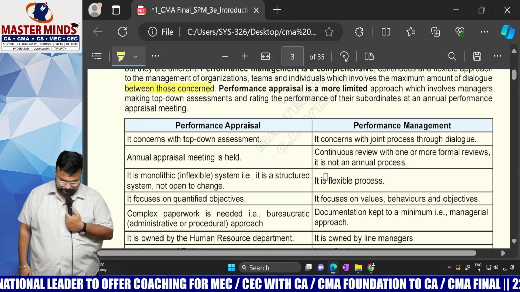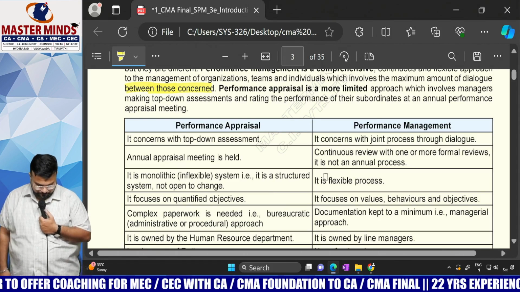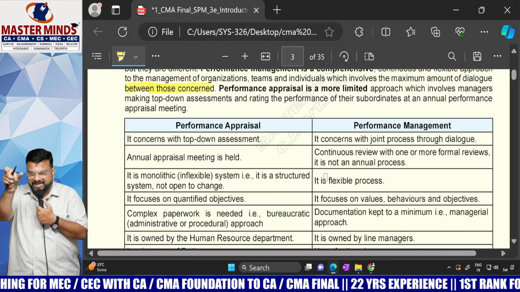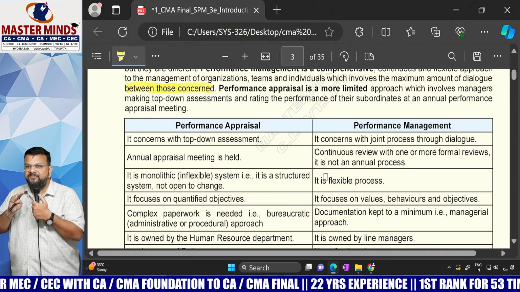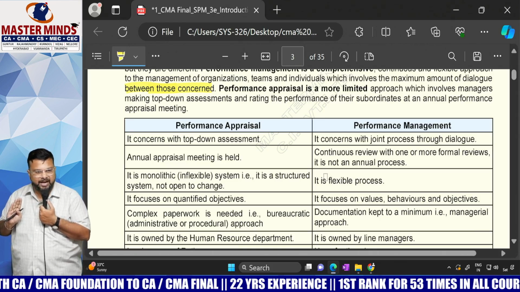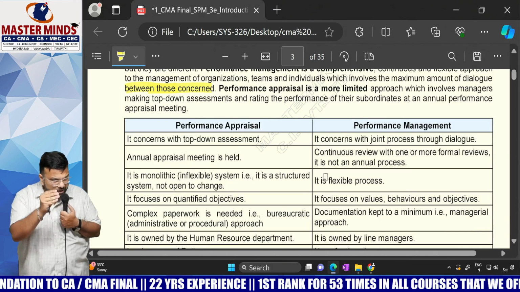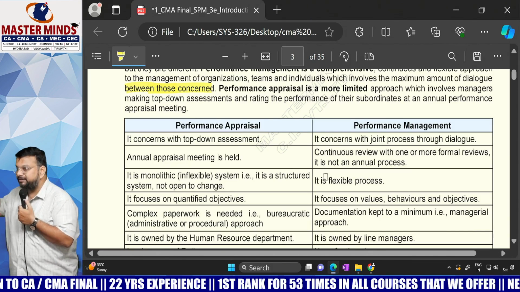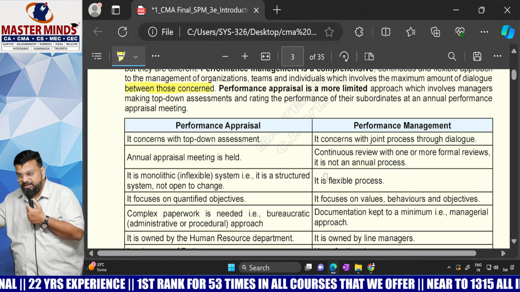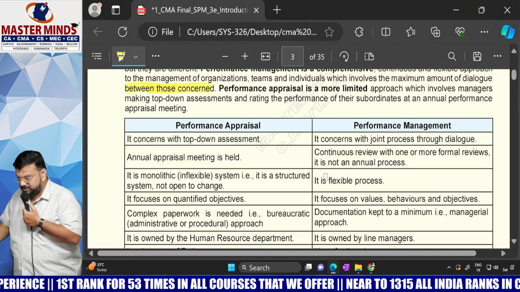Next, performance appraisal. It is a monolithic system, that is, it is a structured system not open to change. Once the appraisal system is fixed, it is common for each and every employee. They are not going to change the standards or the assessment system from one employee to another employee. The system remains standard to remove any kind of bias or partiality, to remove any kind of biased and partial opinions.